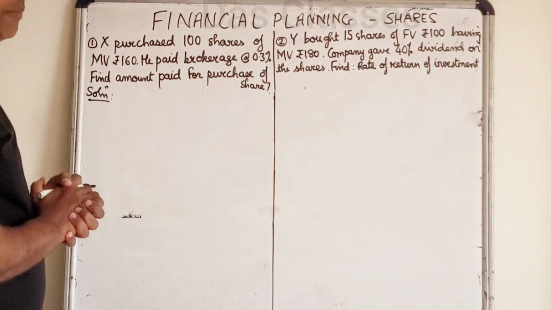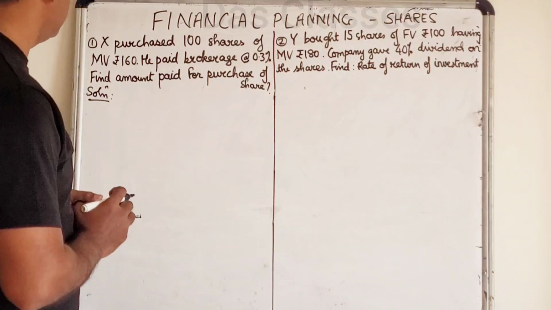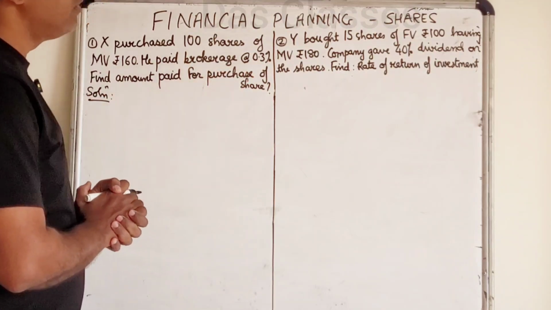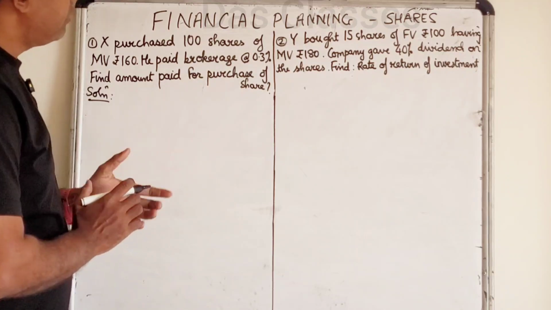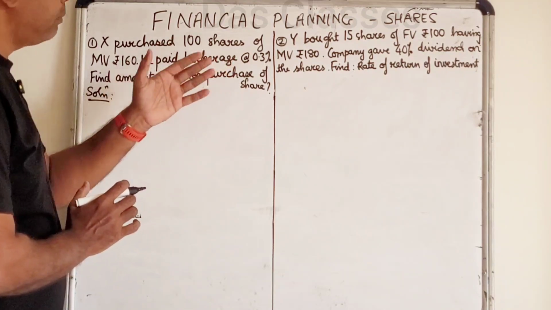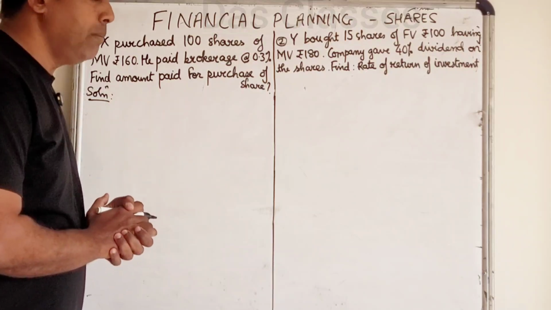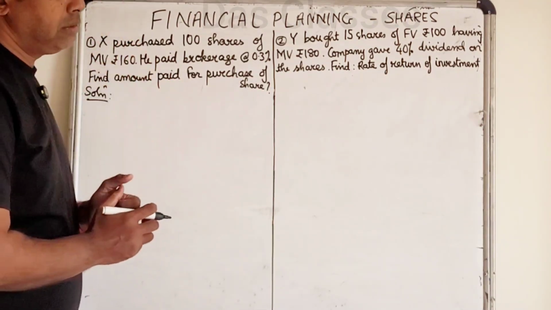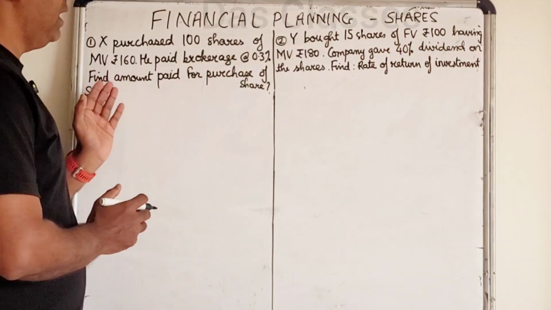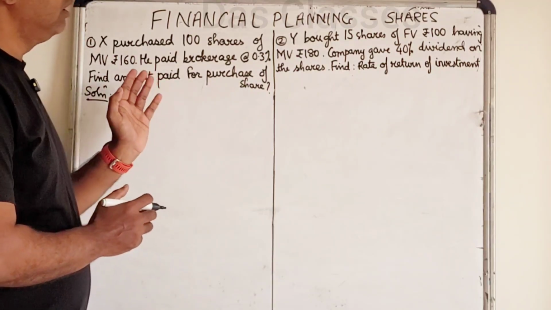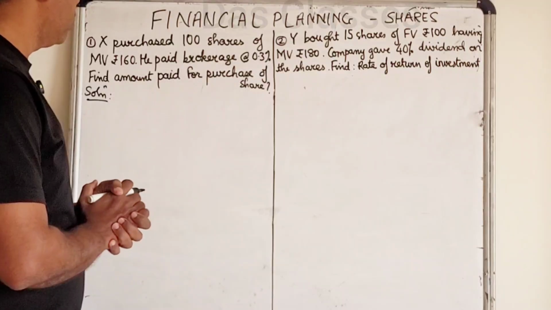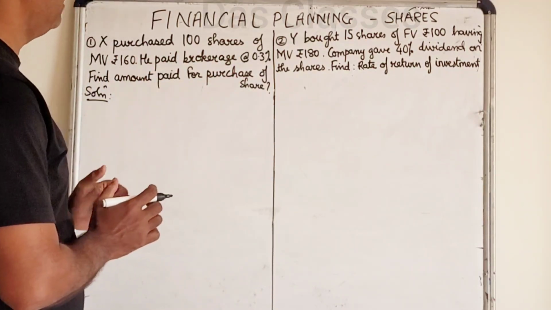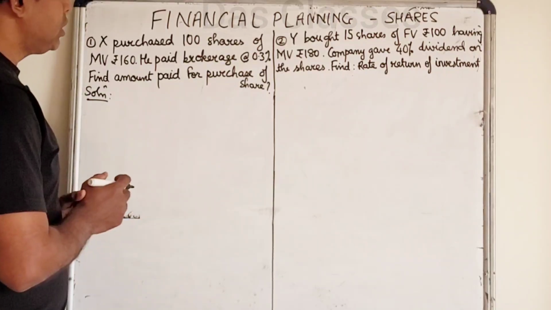The first sum is: X purchased 100 shares of market value rupees 160. He paid a brokerage at the rate of 0.3%. At the rate of 0.3% means per share he has paid brokerage 0.3%. Sometimes they give you the brokerage for the full thing. Suppose they say rupees 50 was paid as a brokerage, then you have to just directly add that brokerage part. Now here it is mentioned he paid brokerage at the rate of 0.3%. Find the amount paid for purchase of shares. How much did he pay?